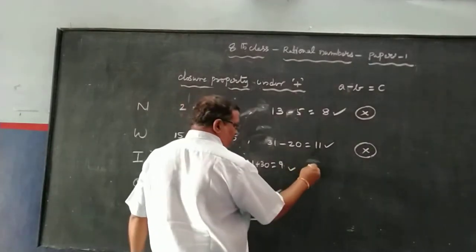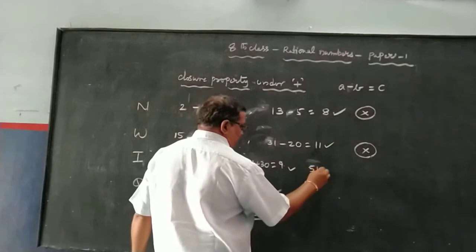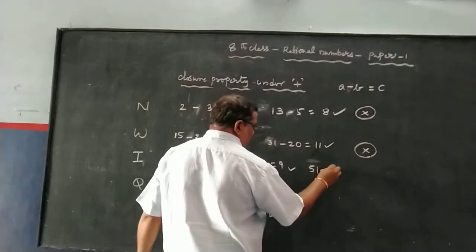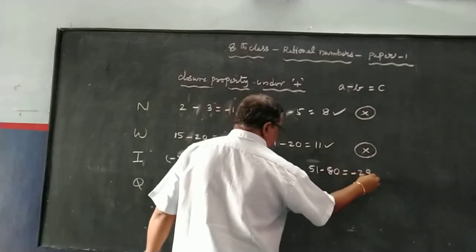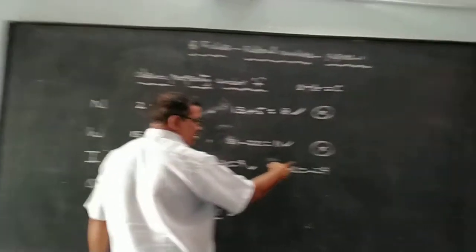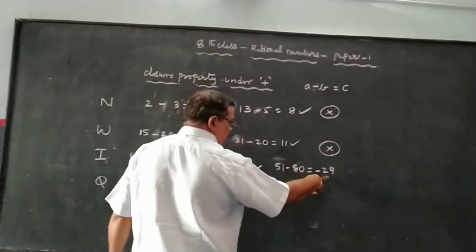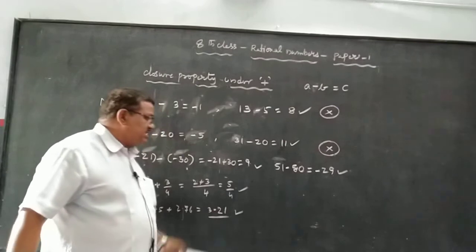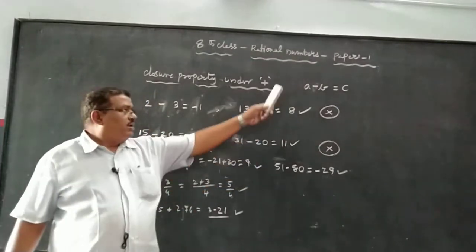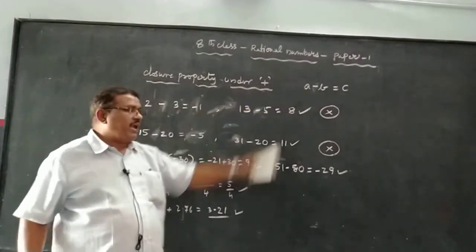Take another one also, no problem. 51 minus 80. The answer is minus 29. 51 is an integer, 80 is also an integer. The answer, minus 29, is also an integer. Finally, integers will satisfy the closure property under subtraction.